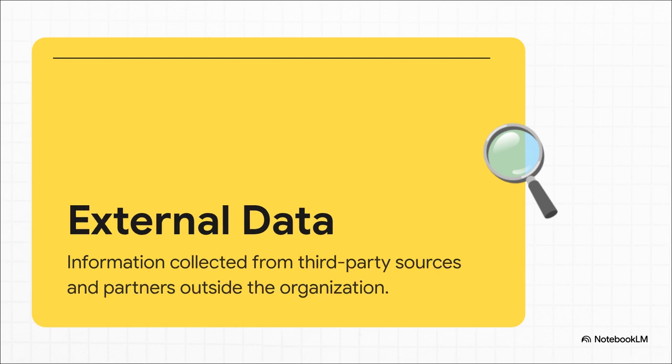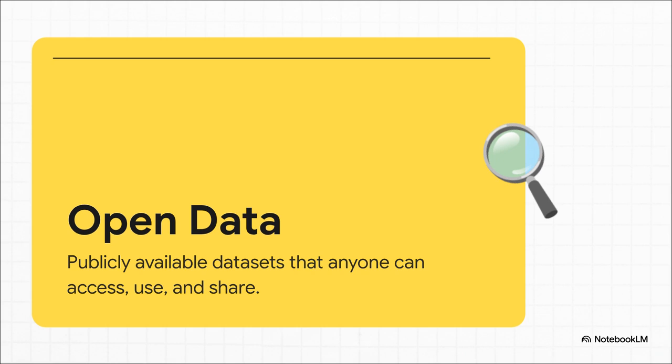But we can't just rely on our own stuff. To get the full picture, we need external data. This is information we get from outside sources, like our awesome restaurant partners. It's super important, but here's the catch. We don't have direct control over it. And last but not least, there's open data. This is exactly what it sounds like. It's public information. We're talking about data sets that are just out there, free for anyone to grab, use, and share. And that includes us, of course.